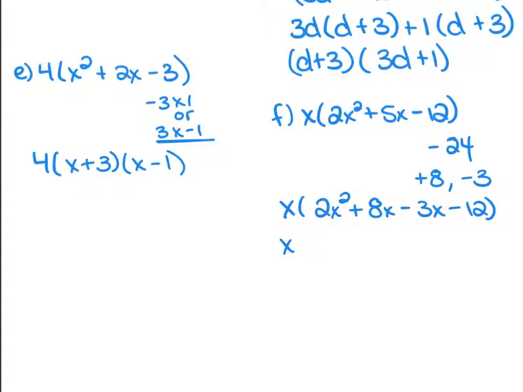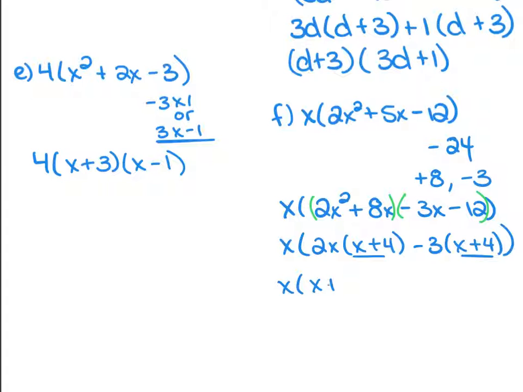And then I'm going to factor these two and these two to give me, I'm going to pull a 2x out of this one to get x plus 4. And I'm going to pull a negative 3 out of this one and get x plus 4. This is the common factor, so we get x plus 4, and 2x minus 3. And that is all of those factored.